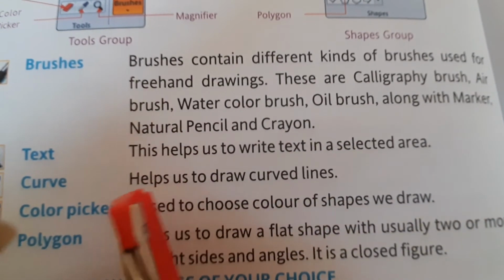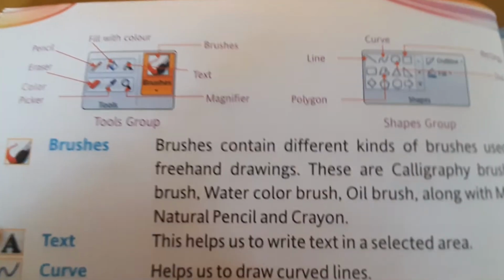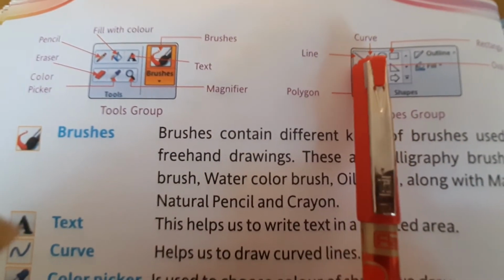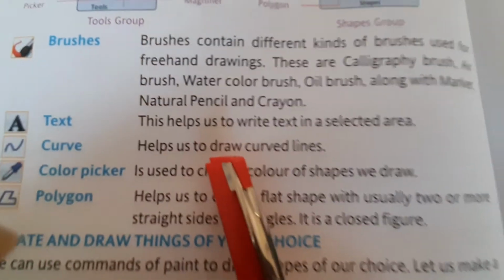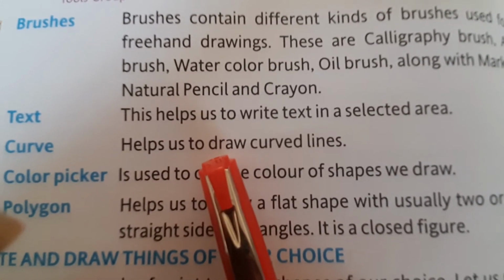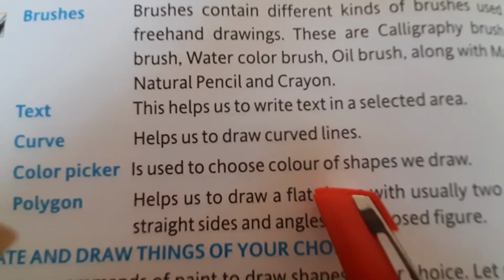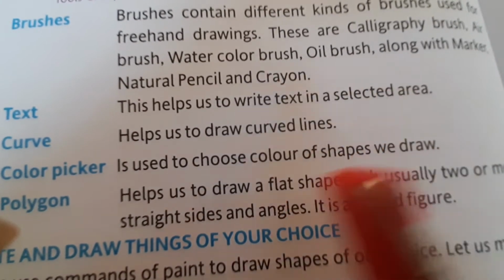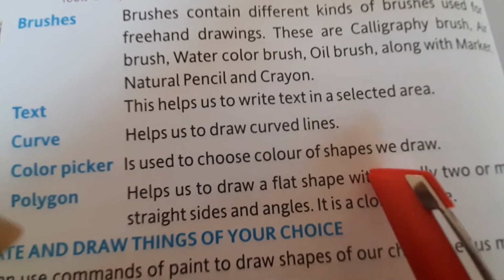Then curve. Curve helps us to draw curved lines. For straight lines we can use the straight line tool, but for curved lines we can use this one. This is a very interesting tool. When you use it, you will realize how funny it looks. Then color picker is used to choose the color of the various shapes we draw.